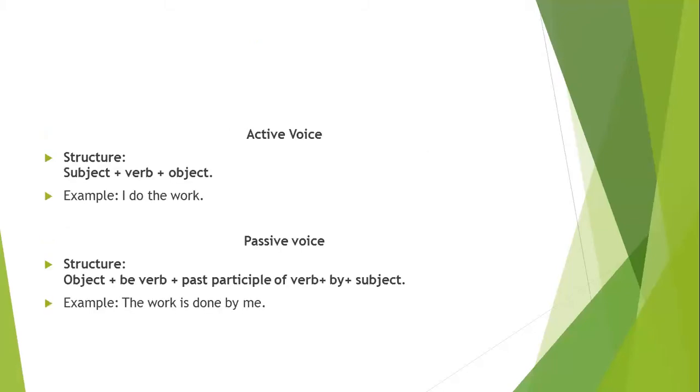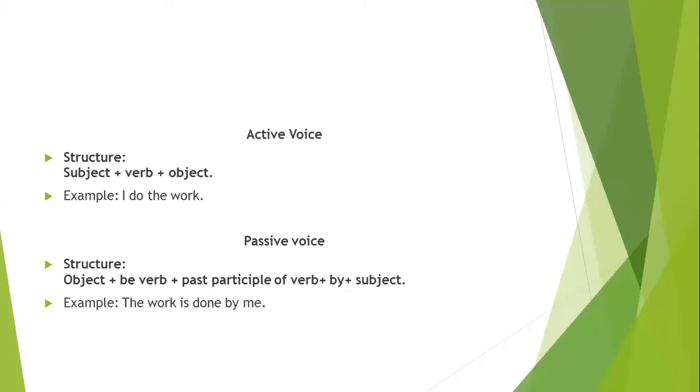So, dear cadets, let's know the structure of both the voices. At first, you need to know what the structure of active voice is. The structure is subject plus verb plus object. See the example, dear cadets. I do the work. Now, if you dissect the example, you will see first the subject, that is I, then the verb, that is do, and the object, that is the work.